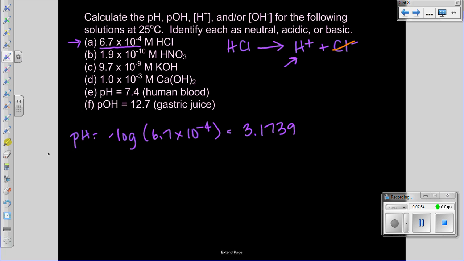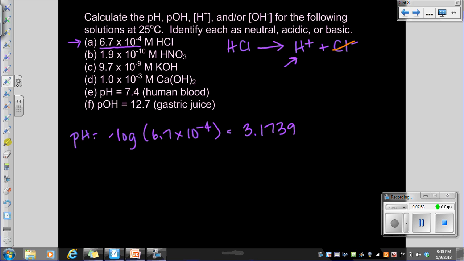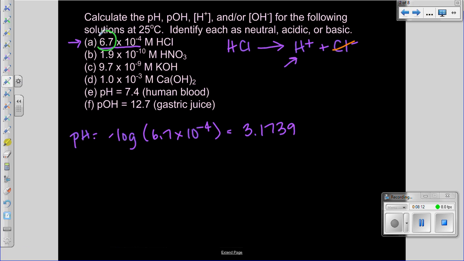Okay, now we have to talk about sig figs for pH, and this is not going to be fun. You can do it one of two ways. You can do it the right way, or you can do it the way that will get you close most of the time, but not all of the time. Basically, you look at the number of sig figs in your problem or your prompt. There are 2 sig figs here, so what that tells you is after the decimal, you need 2 digits.